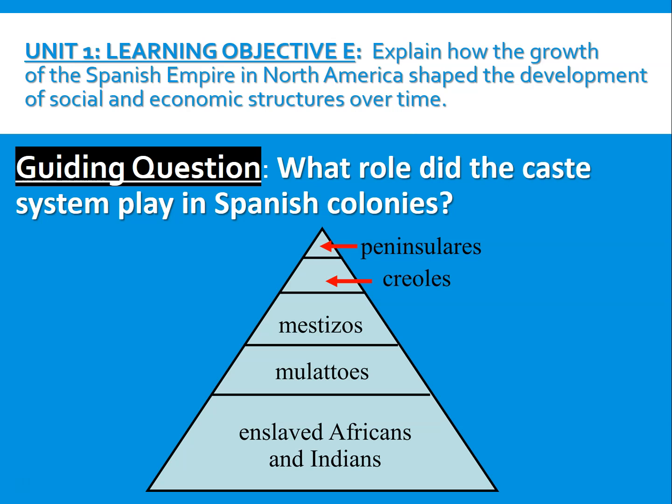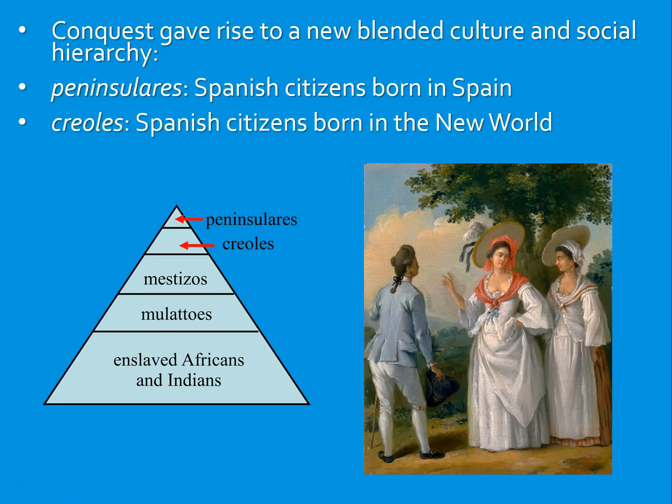Now, if you're not familiar with the term caste system, it simply refers to a social hierarchy, that there are people at the top who have power. They tend to be few in number, and then there are people at the bottom who don't have a lot of power, and there tends to be a lot of them. And this is a kind of graphic example of that Spanish caste system, and we're going to go through each one of these pieces so you'll better understand who was in which group.